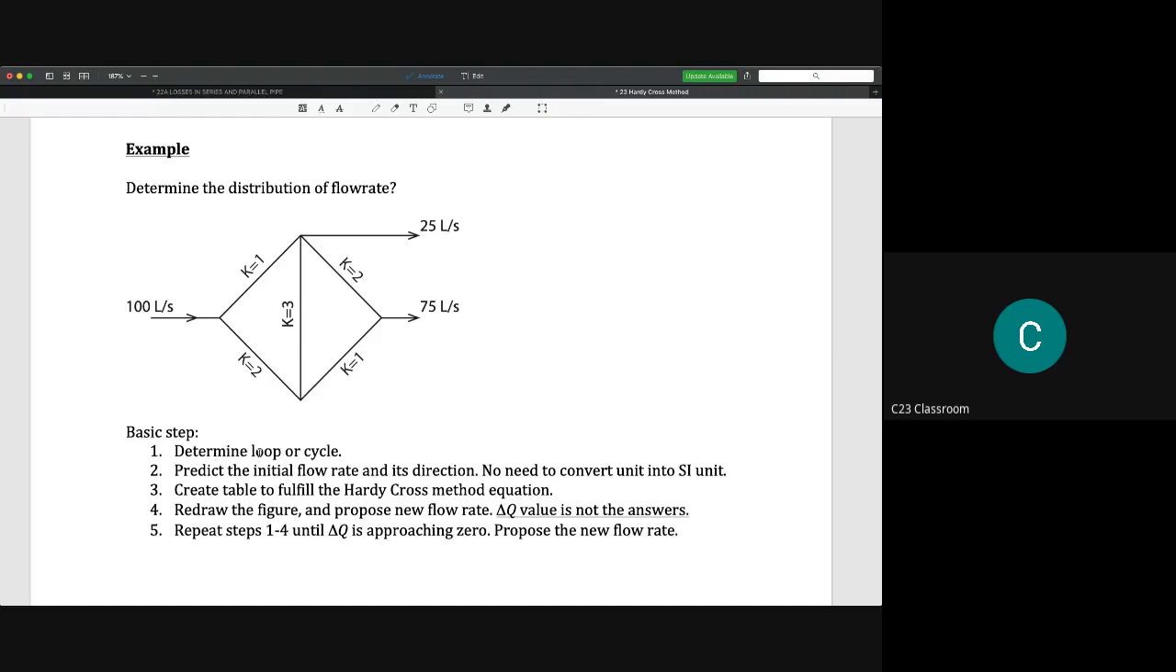First is to determine the loop or cycle. I will show it later. And then you need to predict the initial flow rate and its direction. No need to convert into SI unit.